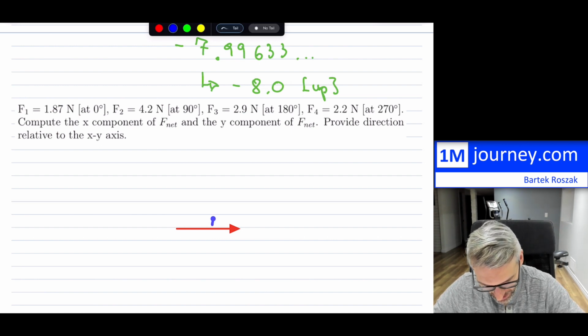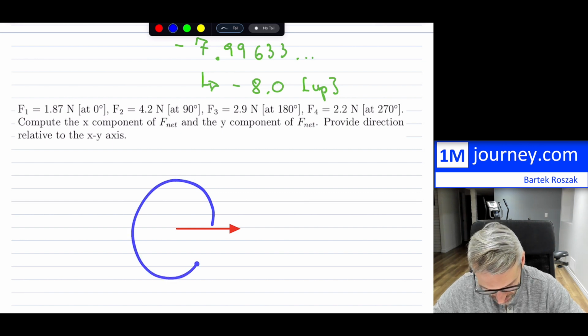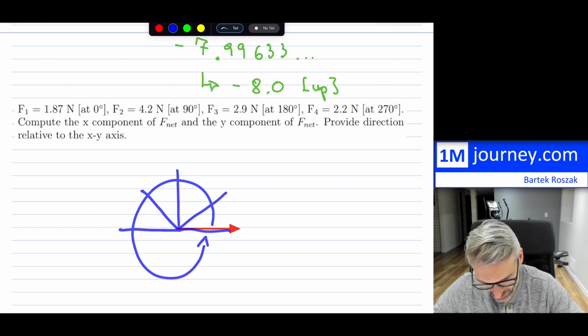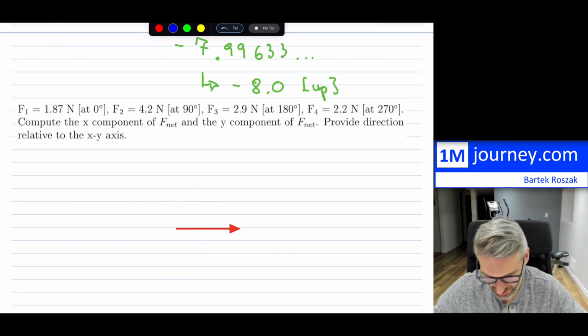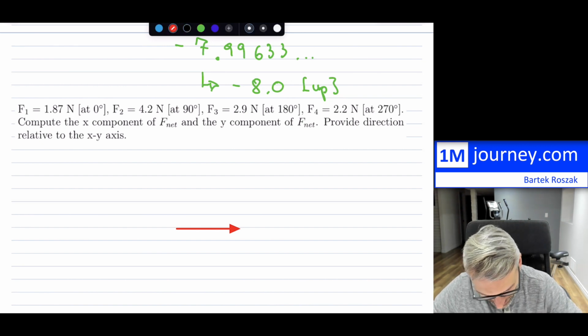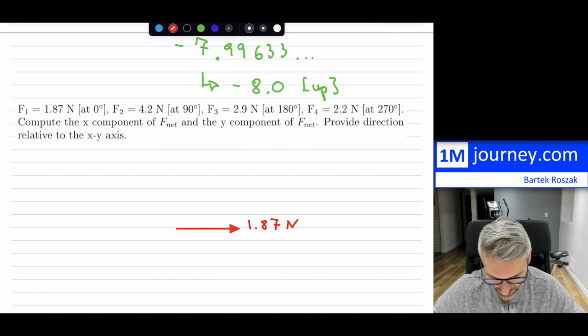That means the angle is going to be increasing. This is 360 degrees. So this is 0, 45, 90, and so on, 180, etc. Okay, so this is the first one. That's 1.87 newtons, right? So it's 0 degrees.